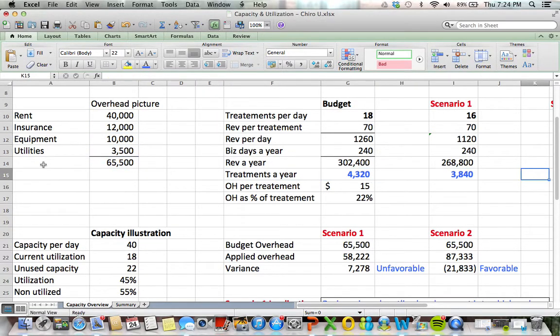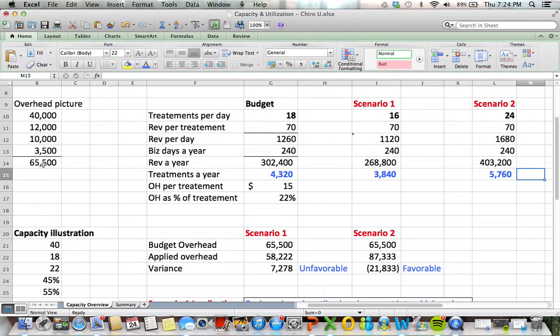But the idea is I want to see how we're utilizing our capacity, because say this kind of office can handle 18 treatments per day. If you have a little bit less, we're not busy. If you have more, we don't really have enough tables or computers or machines to handle that. So 18 is the budget. And I'm saying now, okay, I had 16, so what's going to happen? Or I had 24, a lot more, what's going to happen?